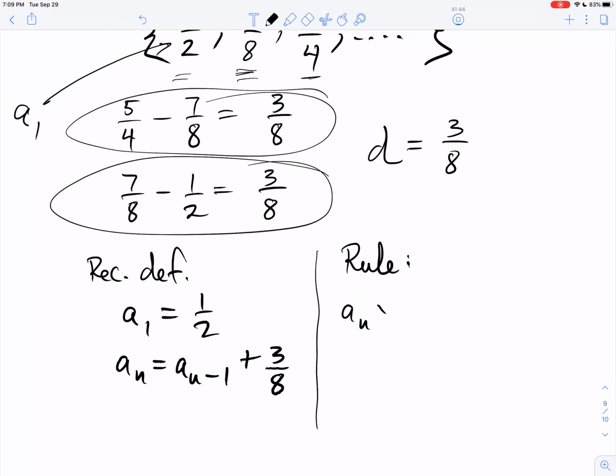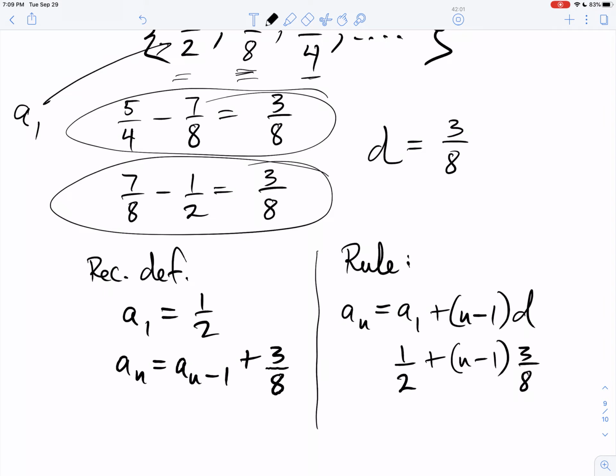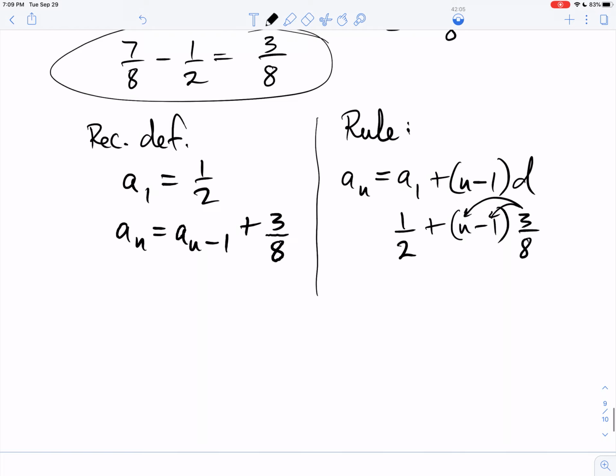A sub n equals A1 plus n minus 1 times d. So what am I going to put here? I'm going to put 1/2 plus n minus 1 times d. And like I said, I am not going to be a slouch. I am going to get common denominators and all that good stuff.